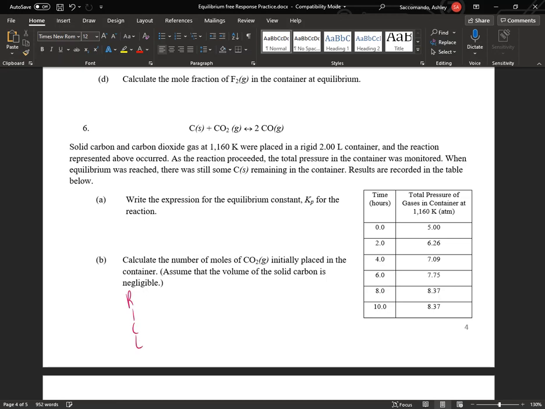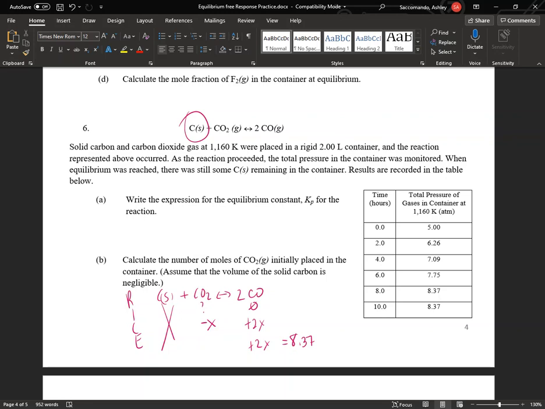So RICE, we have C(s), 2 CO. This is 0. We don't know what this is. This doesn't matter because it's a solid. And it's telling me the total pressure is 8.37. None of the K's have units. So this would be plus 2x, plus 2x. This would be minus x. So something minus x.